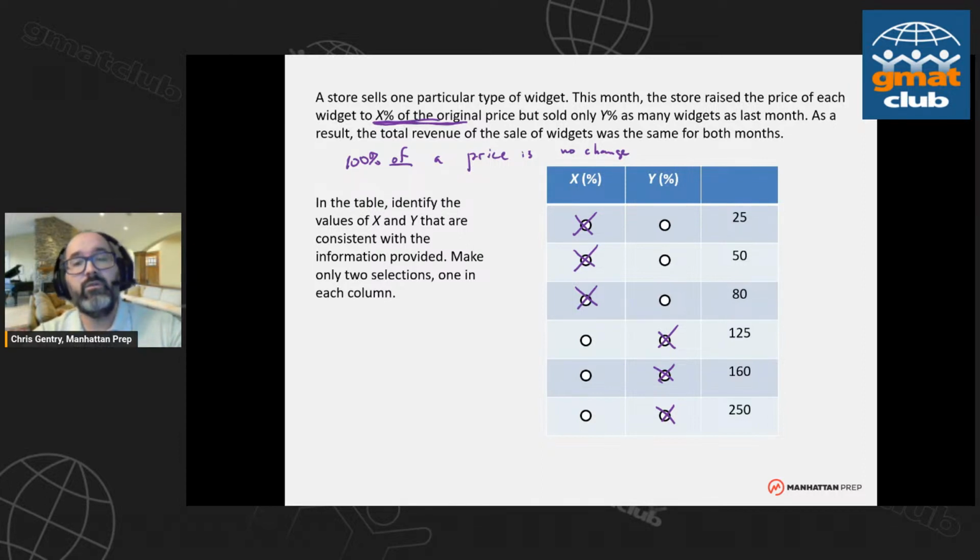The total revenue was the same for both months. So if we increased our price, but our revenue stayed the same, that means that our sales had to decrease to match that. So my Y has to be less than.